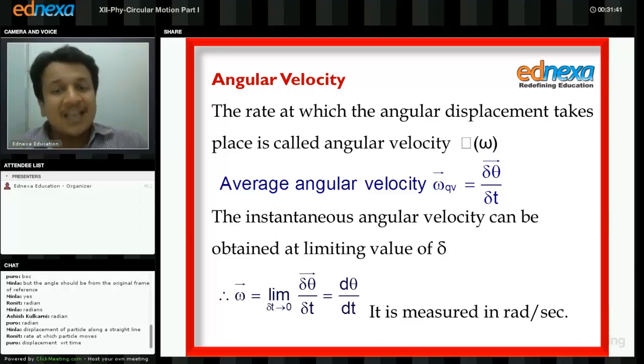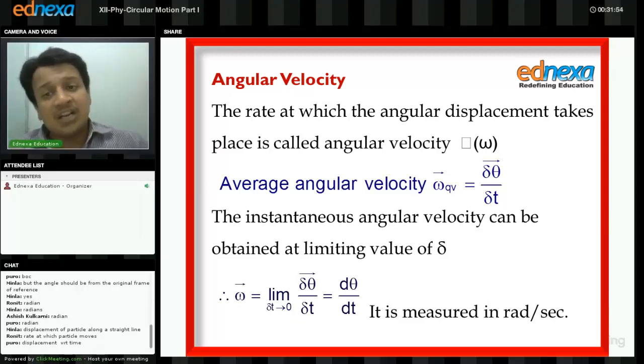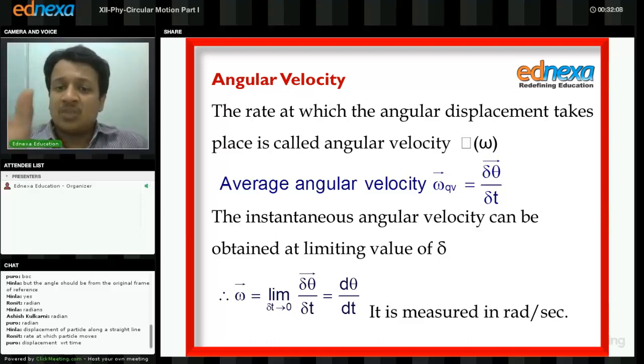Angular velocity means angular displacement per unit time, so the rate at which angular displacement takes place. Whenever you hear the word "rate at which," what is the meaning of rate? Rate means divided by time. The rate at which angular displacement takes place, angular displacement upon time, is known as angular velocity.